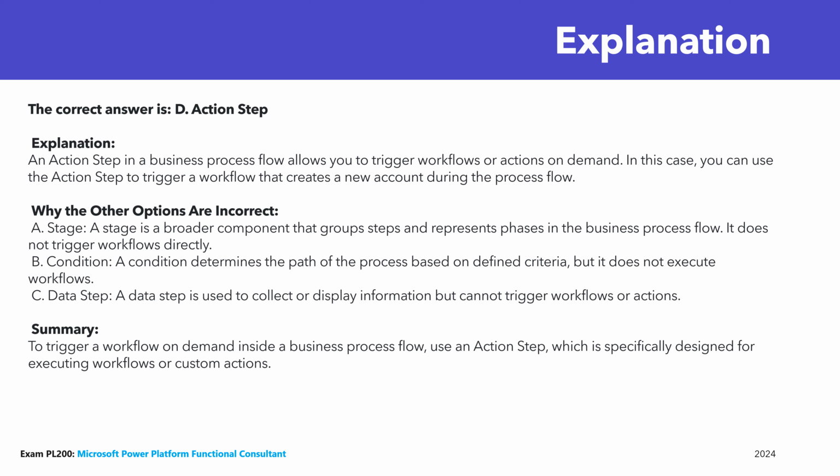Why the other options are incorrect. A. Stage. A stage is a broader component that groups steps and represents phases in the business process flow. It does not trigger workflows directly. B. Condition. A condition determines the path of the process based on defined criteria, but it does not execute workflows. C. Data step. A data step is used to collect or display information but cannot trigger workflows or actions. Summary. To trigger a workflow on demand inside a business process flow, use an action step, which is specifically designed for executing workflows or custom actions.